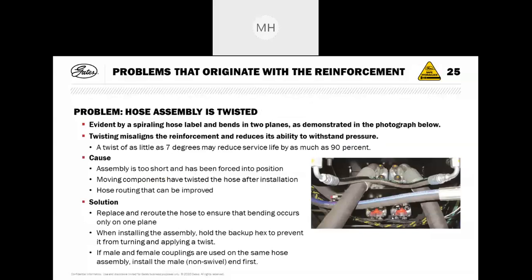So the solution to this is replace and reroute the hose to ensure the bend occurs only on one plane. When installing the assembly, hold the backup nut to prevent it from turning and applying a twist. As I'm sure many people will know, JIC couplings have a tendency to twist when tightening them up to the correct torque. The way around that is you use a spanner on the backing hex to stop that from happening. And if you have a male and a female coupling on the same hose, install the male end first and tighten that, then tighten the female swivel after that.